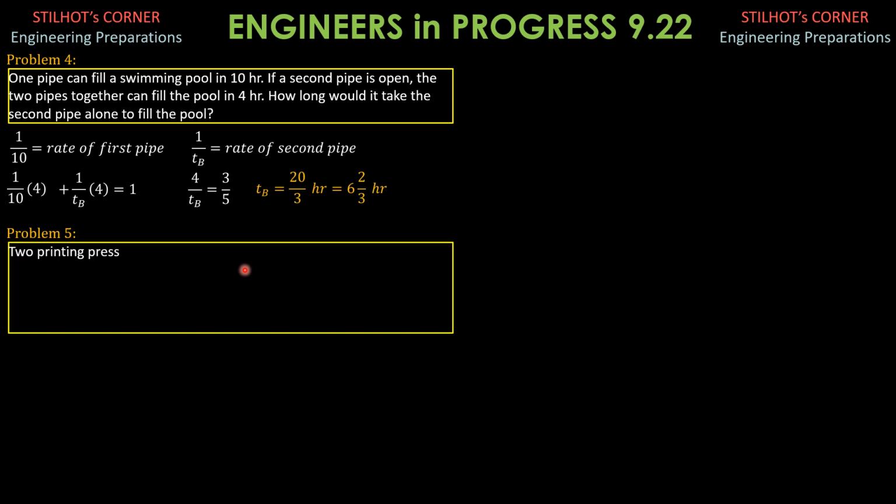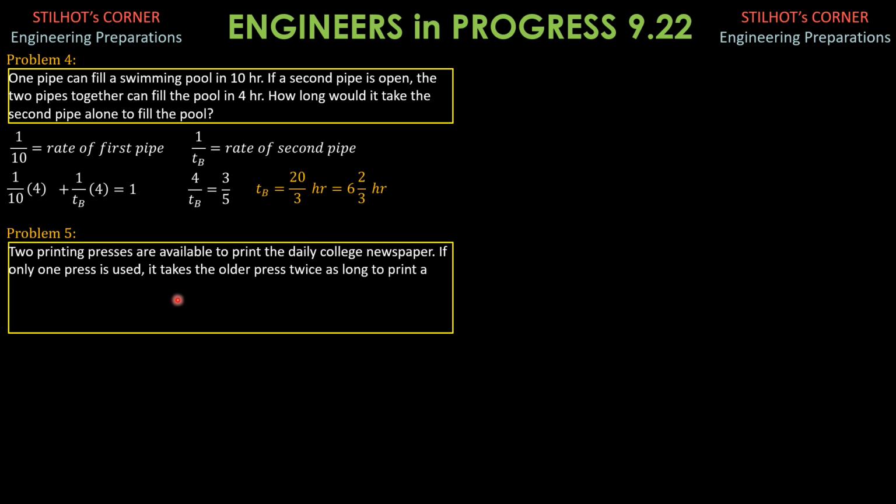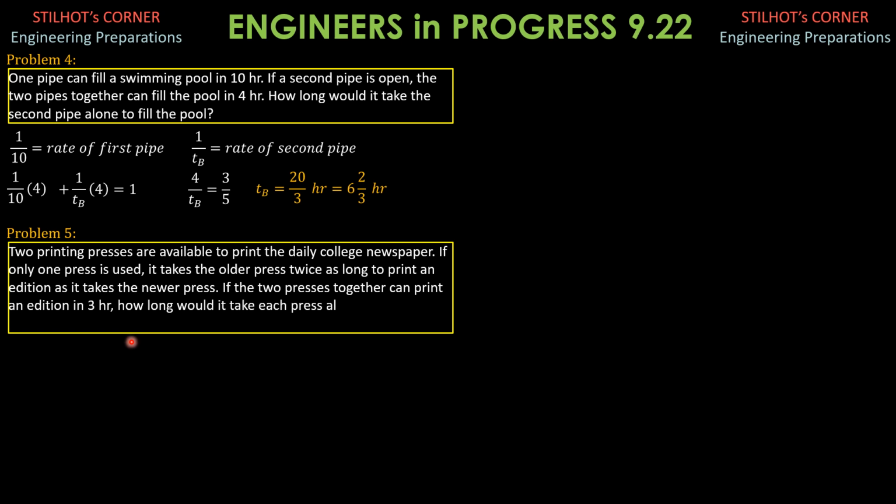Problem 5. Two printing presses are available to print the daily college newspaper. If only one press is used, it takes the older press twice as long to print an edition as it takes the newer press. If the two presses together can print an edition in 3 hours, how long would it take each press alone to print an edition?